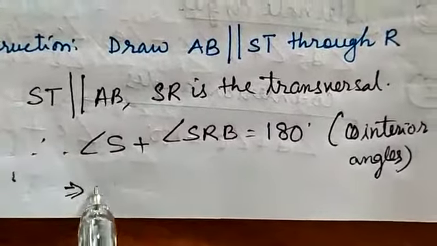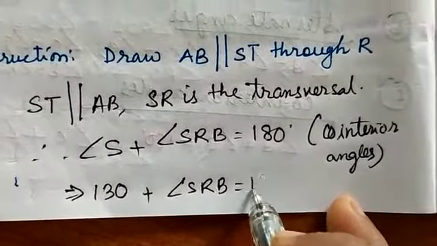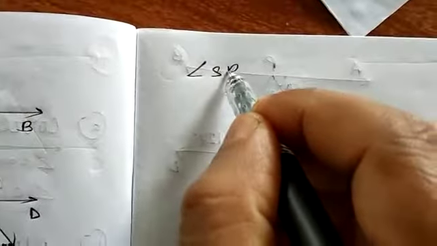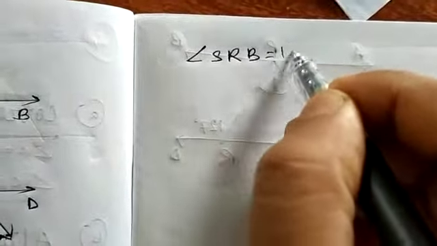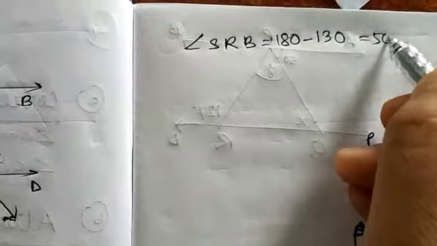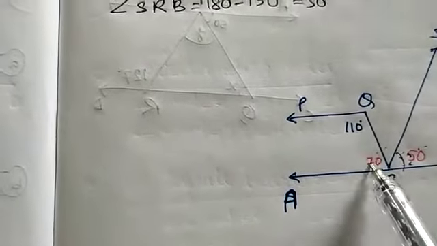And the value of S was given as 130 degrees. You can look, the value of S is given as 130 degrees, and we need to find the value of SRB. Angle SRB equals 180 degrees minus 130, that equals 50 degrees. We get one value.